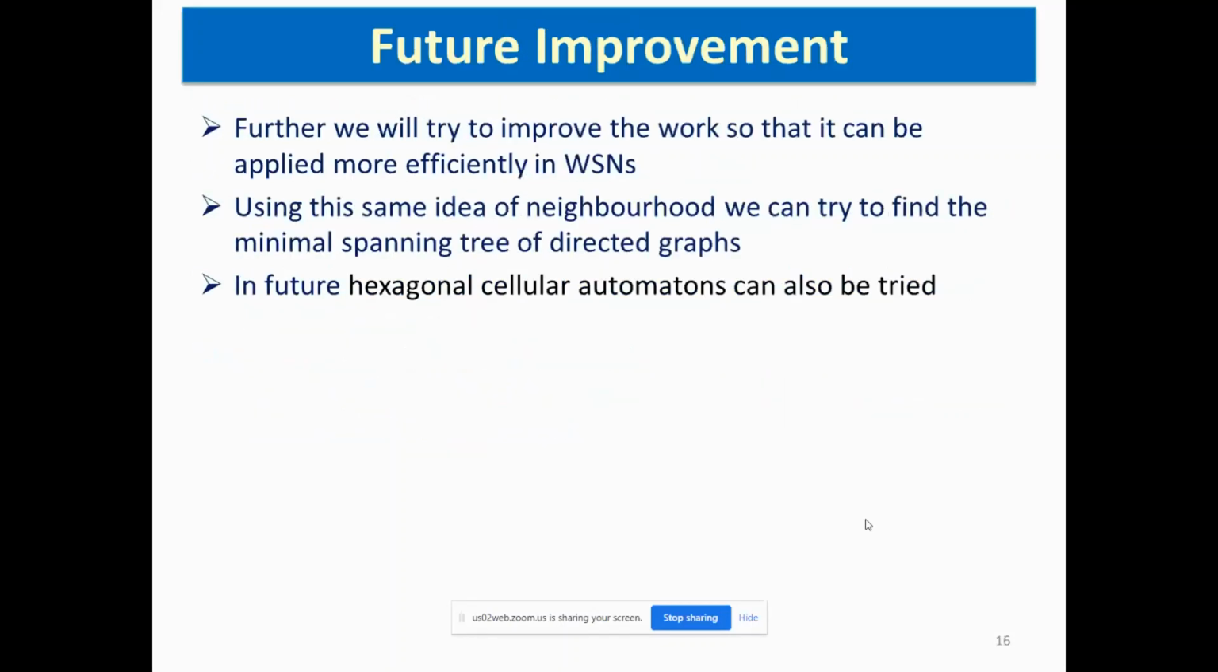Now for future improvement, as you can see, here we are using 2D cellular automata where we are using 4 neighbors, but in future you might also be able to use hexagonal cellular automata also, which can be even more impactful and useful for wireless sensor networks.